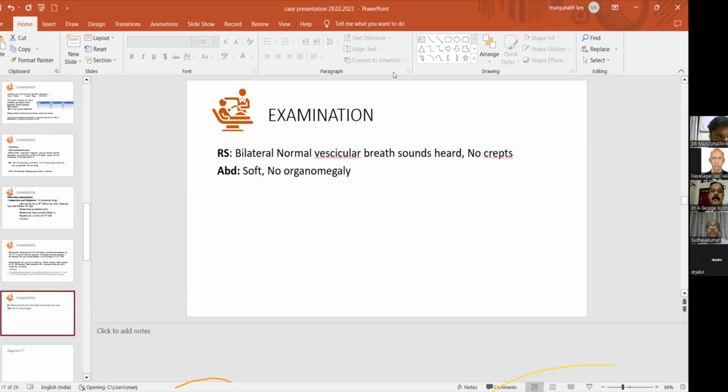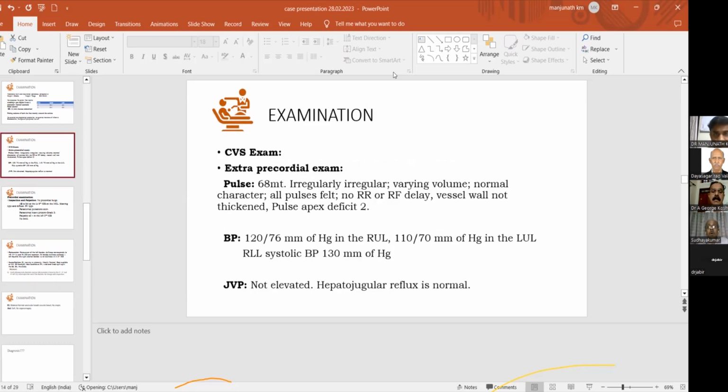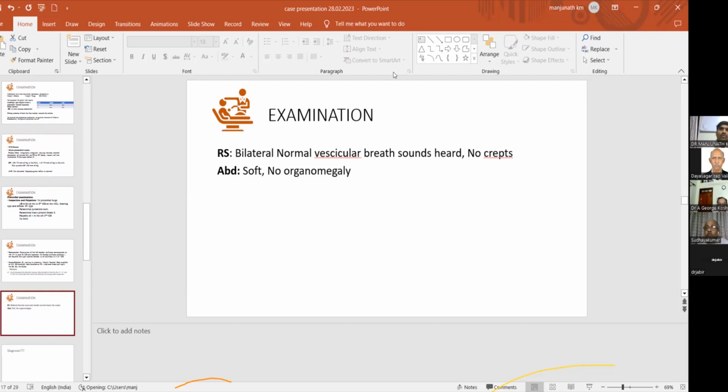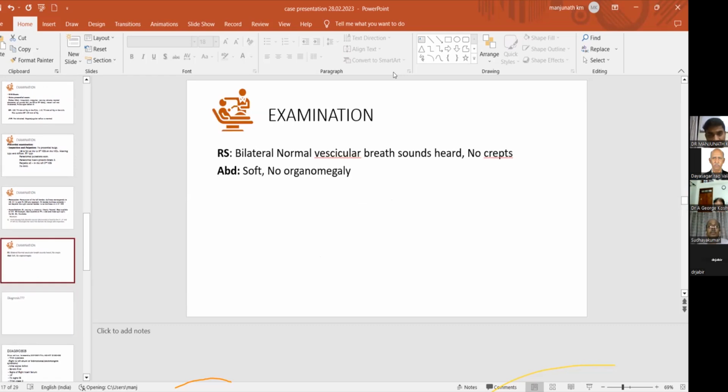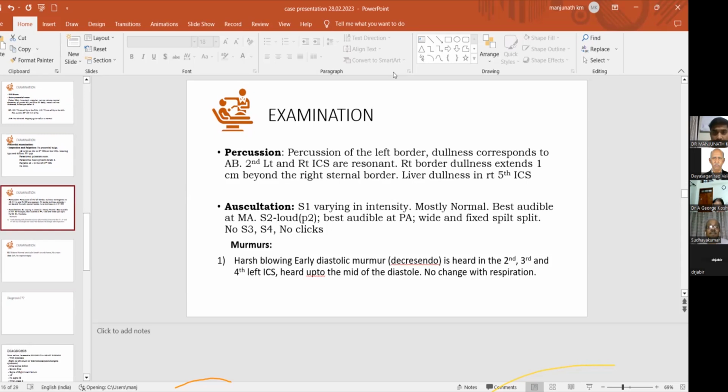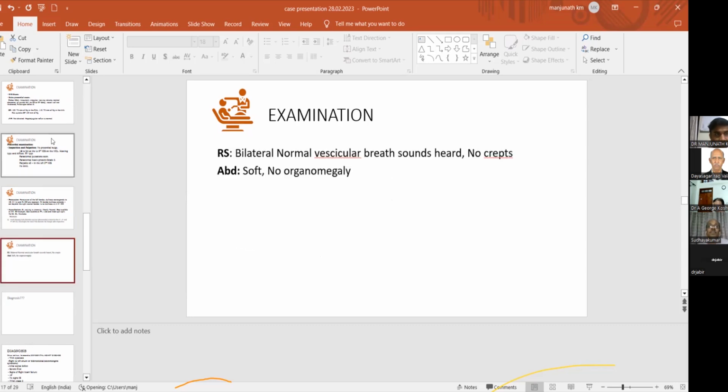Wait. This is a congenital heart disease. Yes, sir. So what should you look for? I look for the liver, to confirm the situs. Oh, so you didn't say anything about that. Sir, I commented here. Even there you have not written it down. Where is it? Yes, liver dullness is in the right. So if we are suspecting congenital heart disease, at least in the abdomen you have to say what the situs is. Situs solitus.